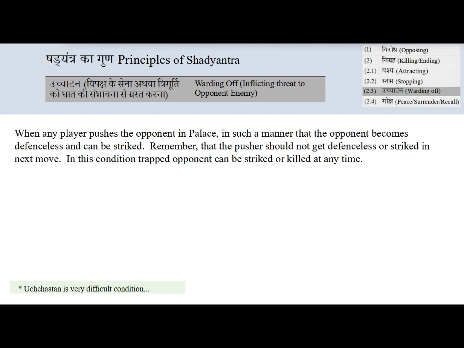When any player pushes the opponent into the palace in such a manner that the opponent becomes defenseless and can be striked, this is called Uchchatan. Remember that the pusher should not become defenseless or be striked in the next move. In this condition, the trapped opponent can be striked or killed at any time.